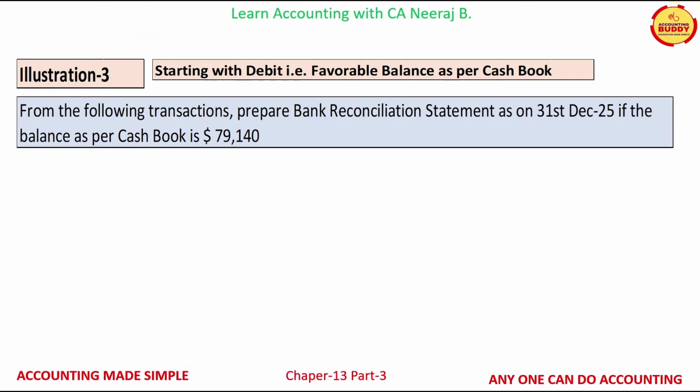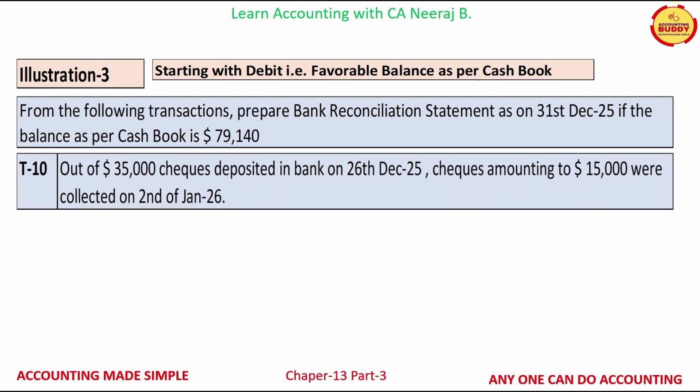From the following transactions, prepare the bank reconciliation statement as on 31st December 25 if the debit balance as per cash book is $79,140. T10 unmatched transaction is out of $35,000 checks deposited in the bank on 26th December 25, checks amounting to $15,000 were collected on 2nd of January 26. Let us understand this transaction.